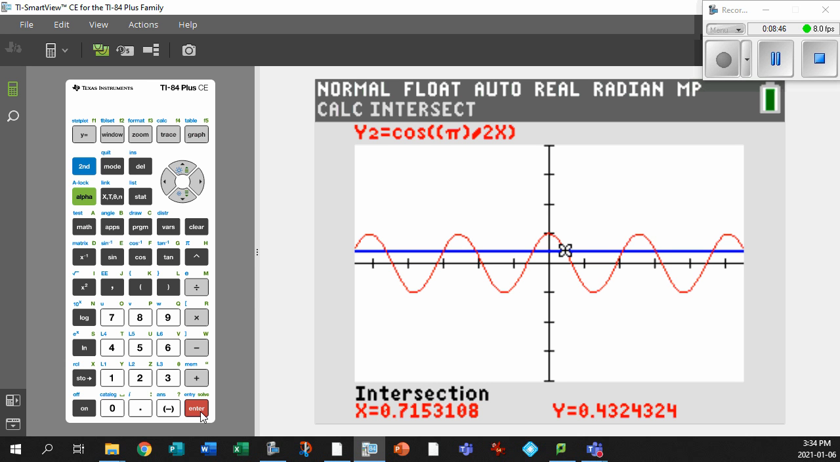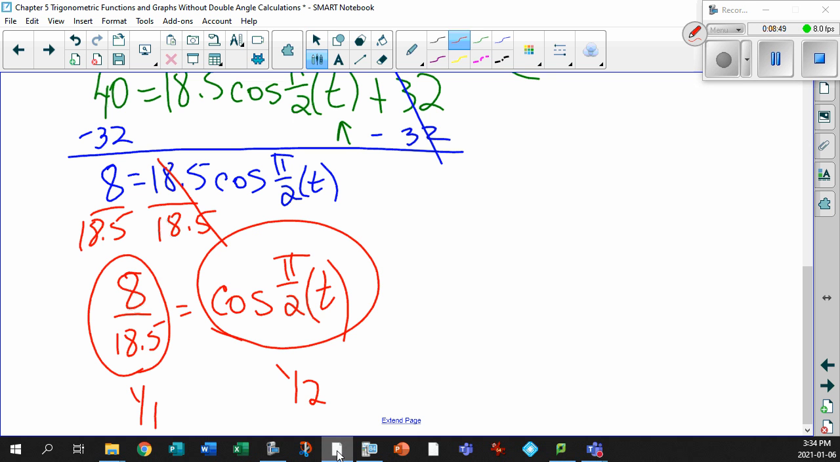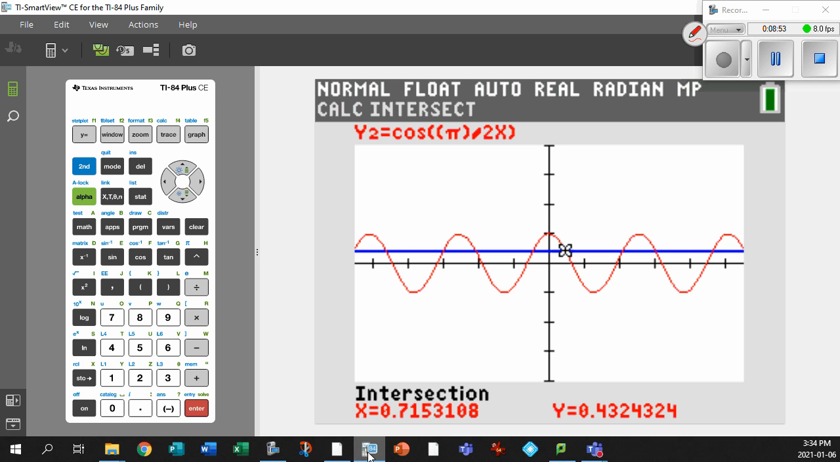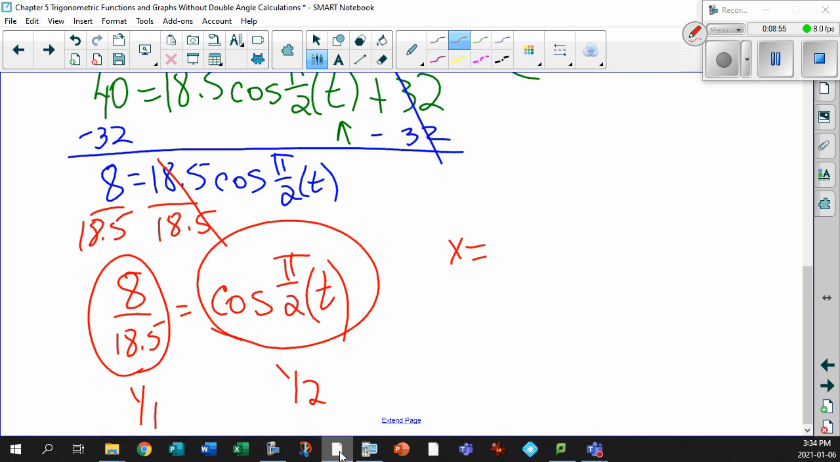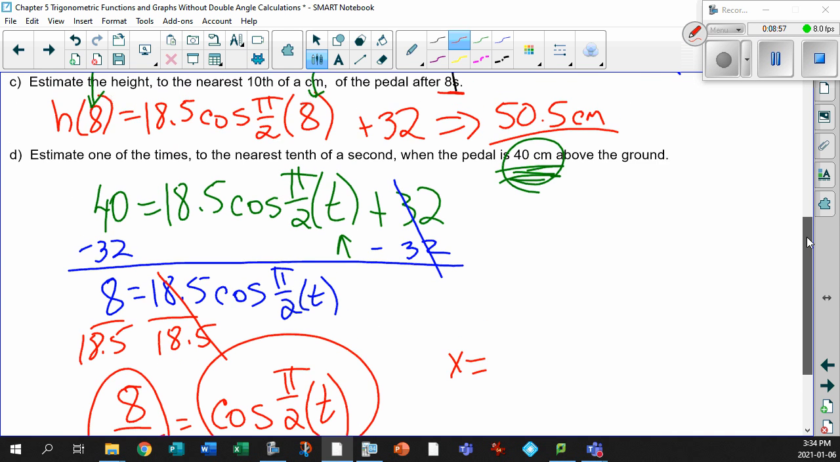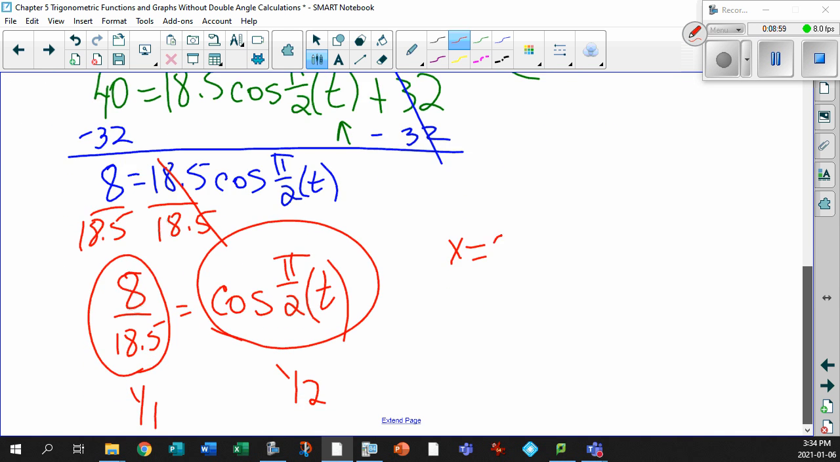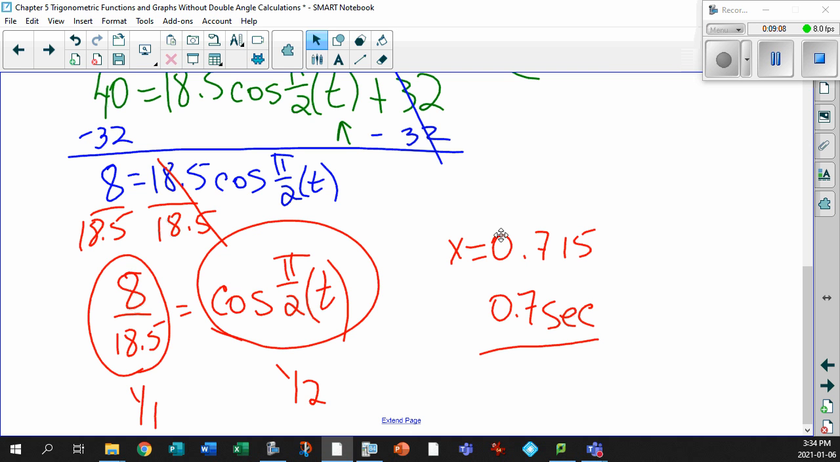Okay, so at what time? Your time, don't forget, is your x value. Your x value was, of course, 0.715. And it said, wait, did it say to the nearest hundredth? Nearest tenth. 0.715 to the nearest tenth works out to be 0.7 seconds. Well, that's not so bad. That was actually a pretty nice question, right?